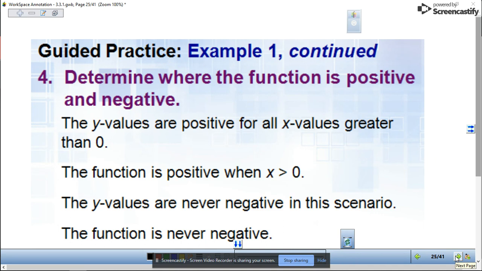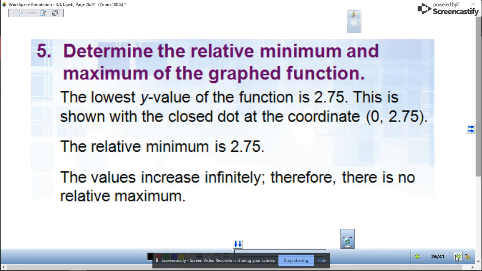Determine whether the function is positive or negative. Well, if it never crosses the x-axis and it was always above the x-axis, that means it was always positive. But our x has started at 0, so when x is greater than 0, it's positive. And there's never negative, so it's not ever negative.